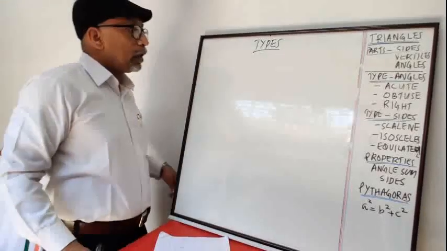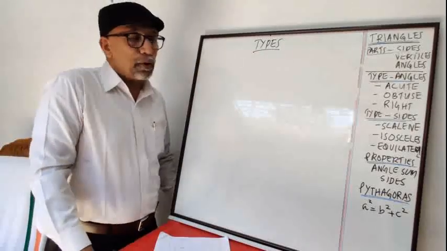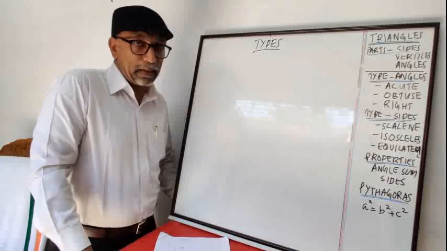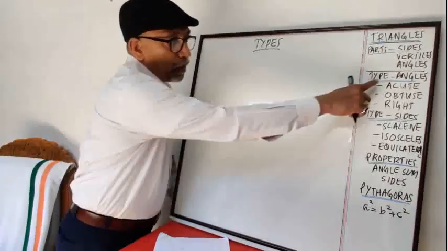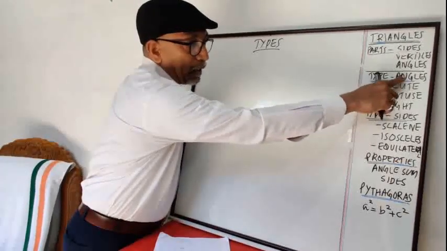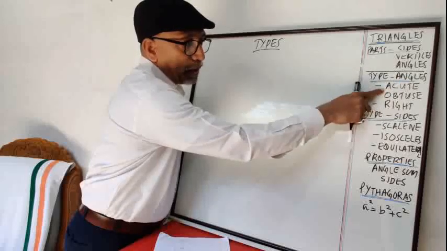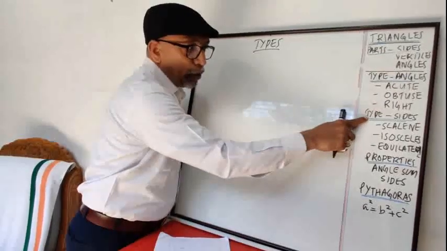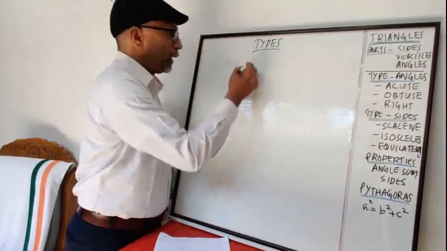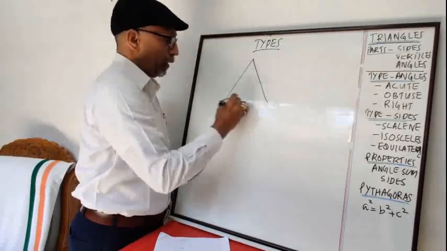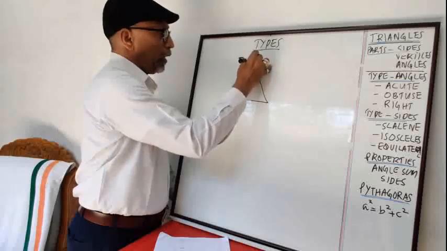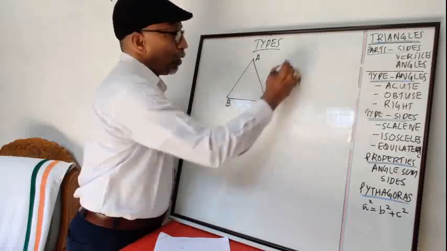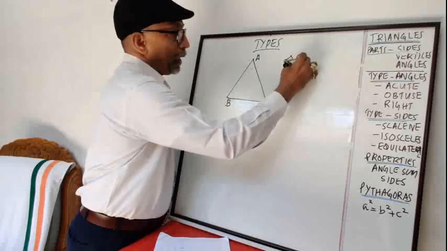Now we are going to learn about the types of triangles by looking at the sides. Last time we learned about the types of triangles by looking at the angles, and we called them acute angle triangle, obtuse angle triangle, and right triangle. And now we are going to learn about the types of triangles by looking at the sides. So I'm drawing a triangle here, triangle A, B, C.